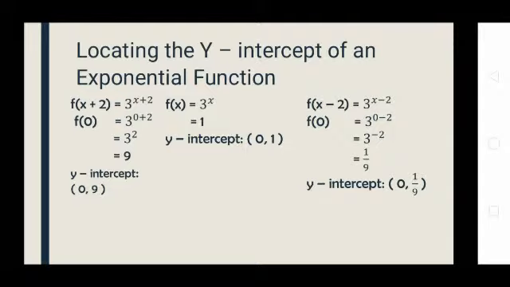So the next one, you'll have f of x is equal to 3 raised to x. So you're going to substitute 0 for x. So 3 raised to 0 will be equal to 1. So your y-intercept now is (0, 1). Next one is f of x minus 2. So the exponent x minus 2 will have 0 substituted for x. So you'll have 3 raised to negative 2, which is equal to 1 over 9. Your y-intercept now is (0, 1/9).